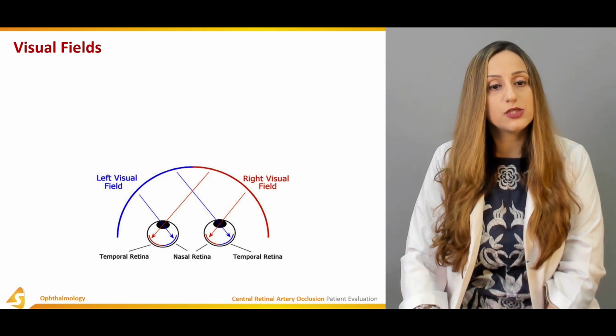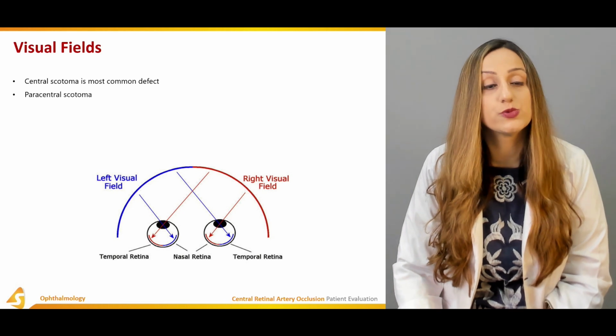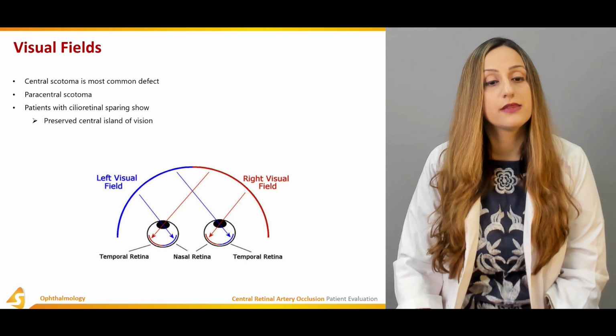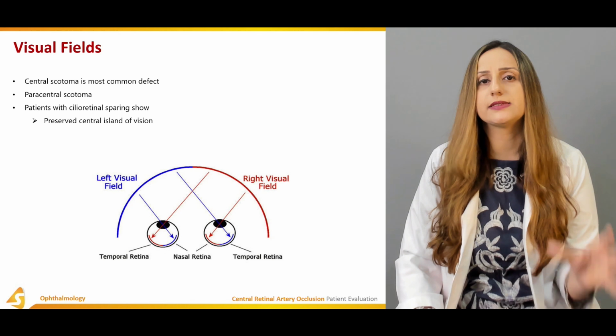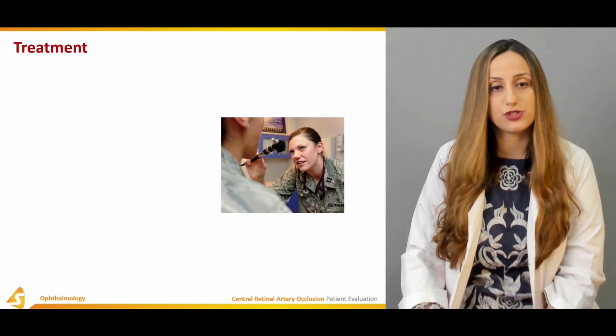Now, when we have a look at the visual fields, the central scotoma is the most common defect seen in these individuals. Then we have a paracentral scotoma. Patients with cilioretinal sparing show a preserved central island of vision, that is, the central vision is spared, and the peripheral vision is mostly affected in these patients.